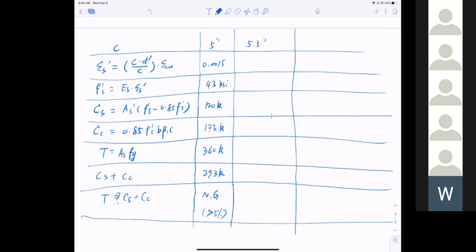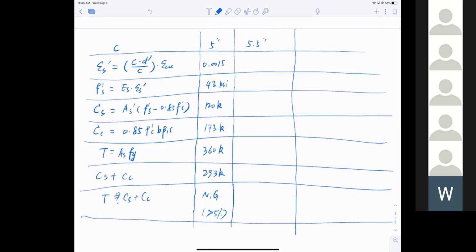First of all, I need some help here. I need someone to help me calculate the compressive strain epsilon S prime. All right, I'm going to pick my next victim. Peter, Mr. Schenker. Peter: Yeah, sorry, I'm a little distracted right now. I spilled a bunch of tea on my floor. I'm just trying to clean it up.